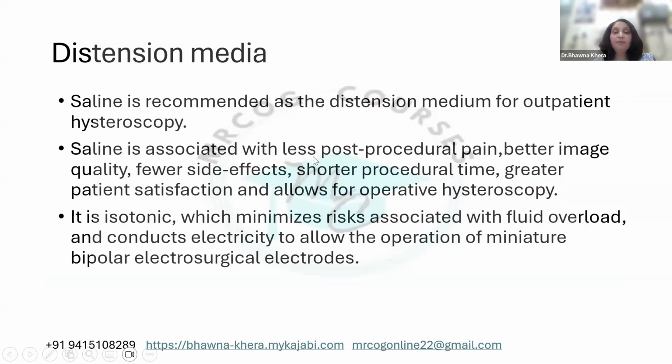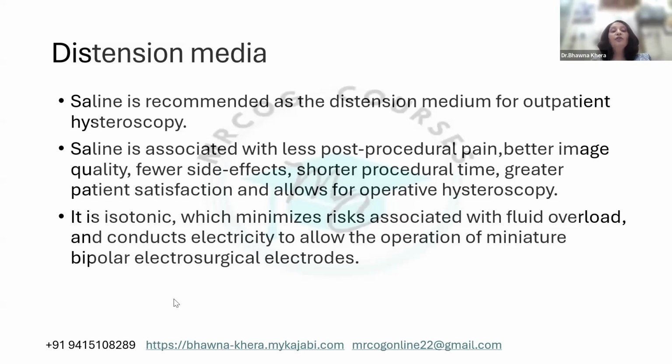Now coming to the distension media. So in the distension media, saline is recommended as the distension medium for outpatient hysteroscopy. Saline is associated with less post-procedural pain, better image quality, fewer side effects, shorter procedural time, greater patient satisfaction, and allows for operative hysteroscopy. Because this is isotonic, it minimizes the risk associated with fluid overload. And because it is a conducting medium, it allows the operation of miniature bipolar electrodes to be used.